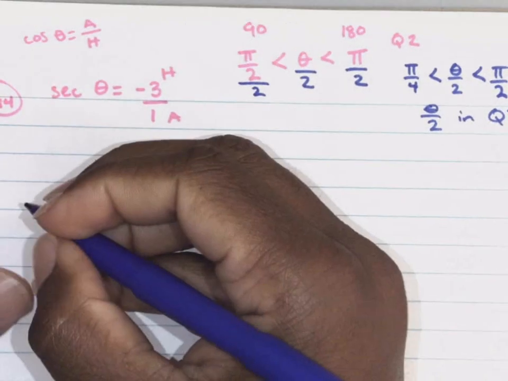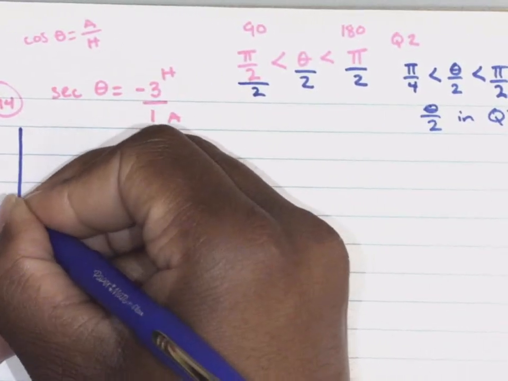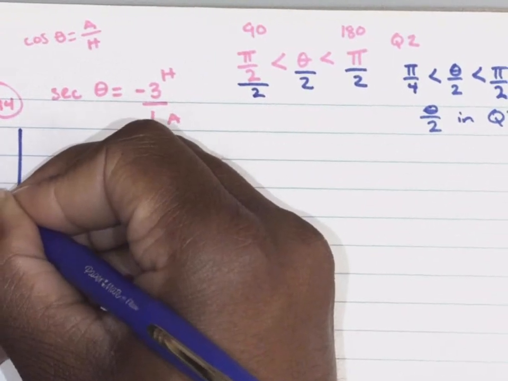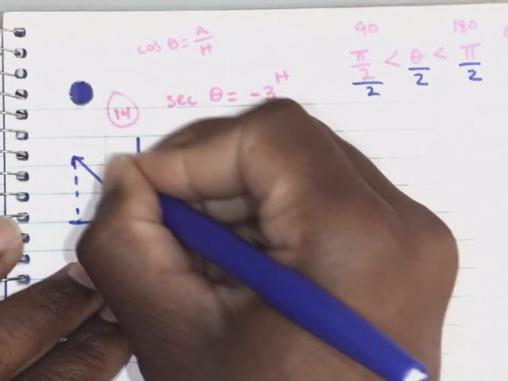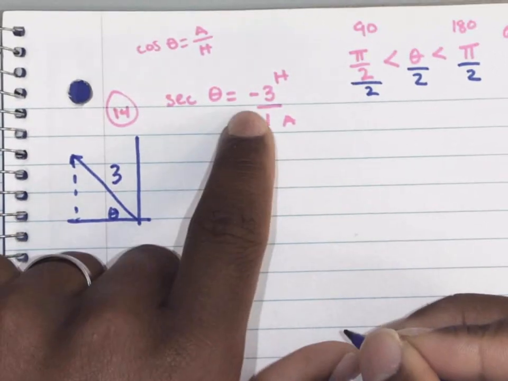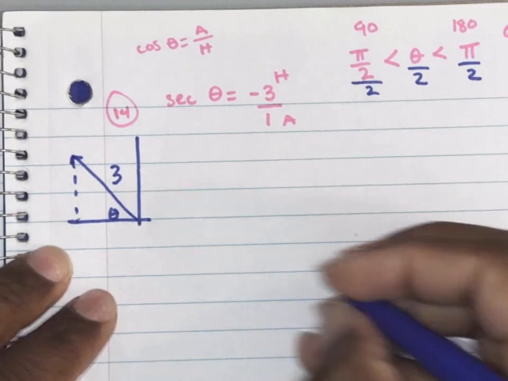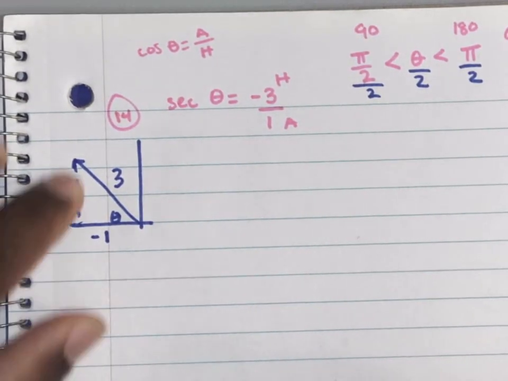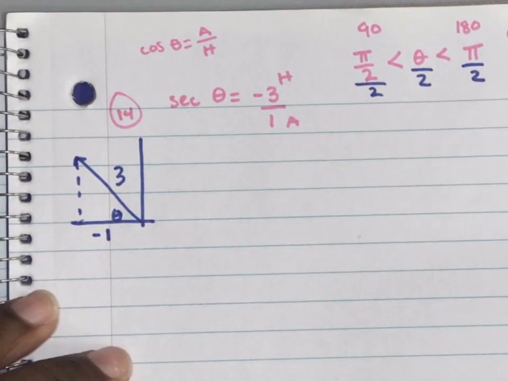So let's draw this second quadrant angle. We turn it into a right triangle. And we were given a hypotenuse of 3. And it's negative 3, but me knowing that the hypotenuse is positive, I'll make the 1 the negative part. And then we'll go up by whatever our value comes out to be.